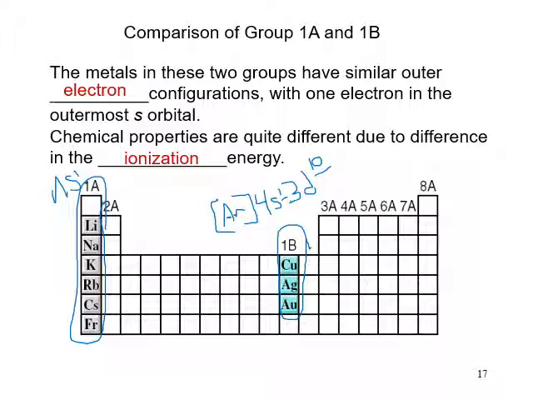So the group 1B: silver, copper, and gold. Copper can be copper plus 1 or copper plus 2. Remember, it can do both of those things. Gold can be plus 1 or plus 3. And then silver, I've only ever seen it want to be plus 1. So there's probably some electronic stability reasons for that, but either way, you can see why all of these would want to form a plus 1 charge.